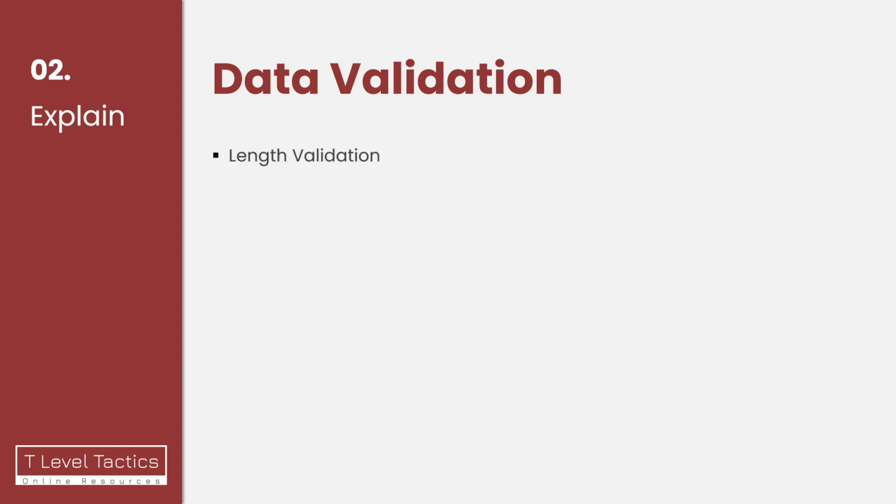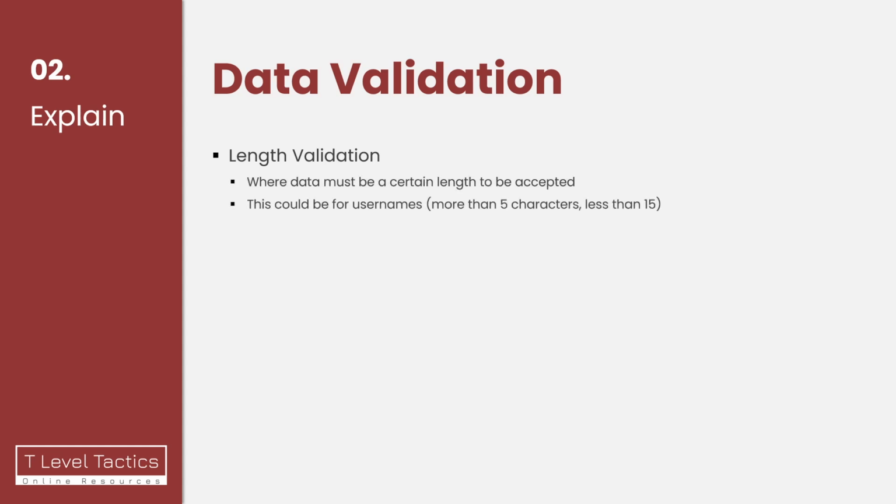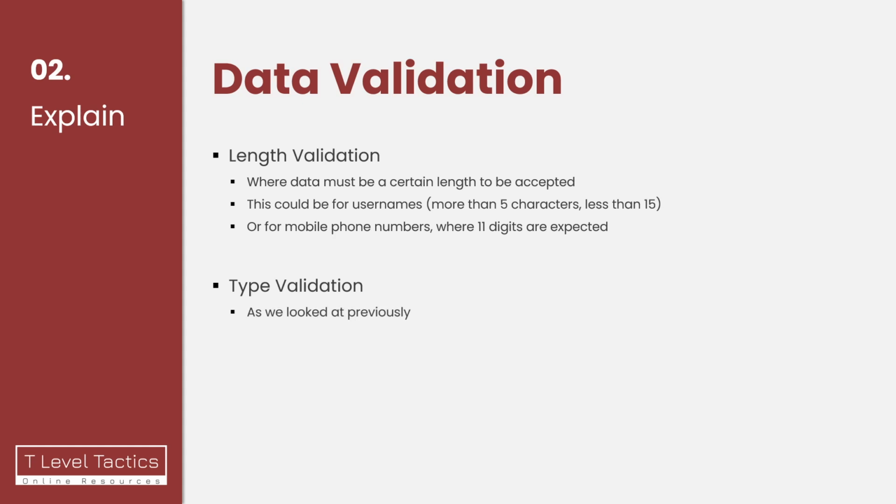Length validation is where data must be a certain length to be accepted. It could be for usernames, for example, where you may want more than 5 characters but less than 15. Or for mobile numbers, where 11 digits are expected. And type validation is, well, we've looked at this previously, where data entered is required to be of a certain data type, such as integer, string, or Boolean.